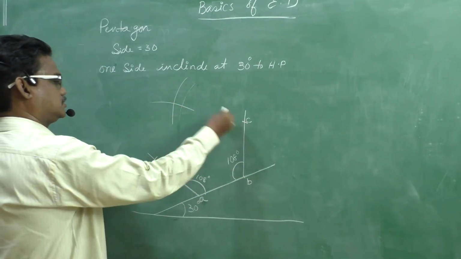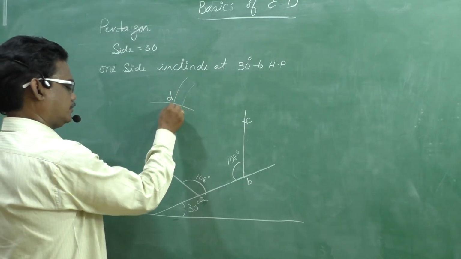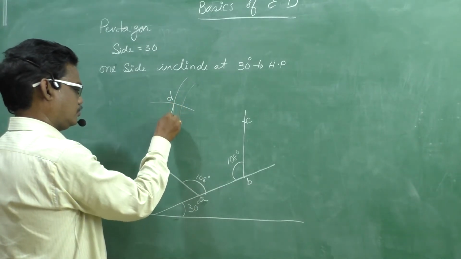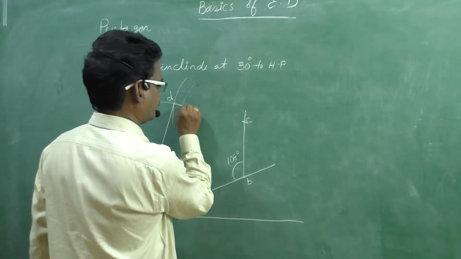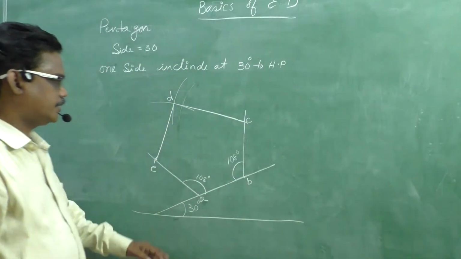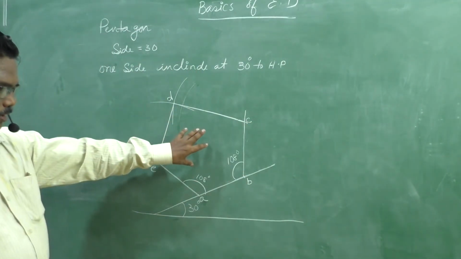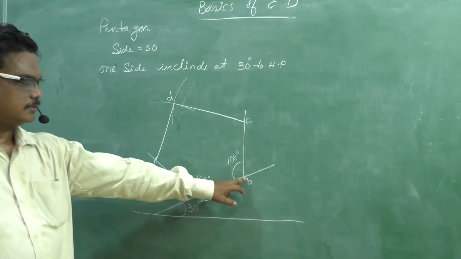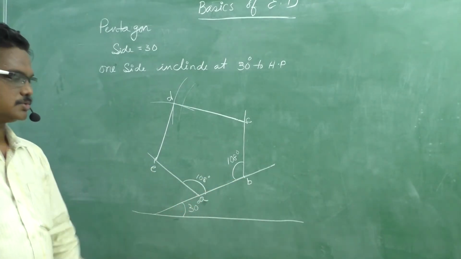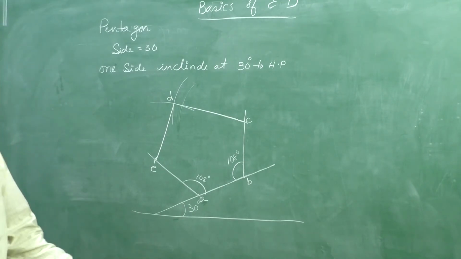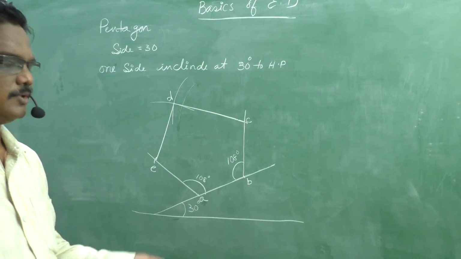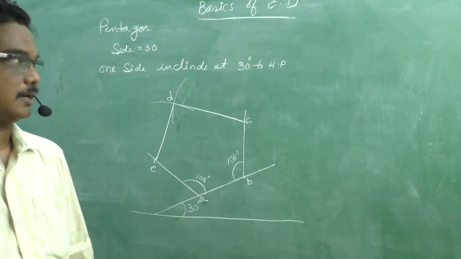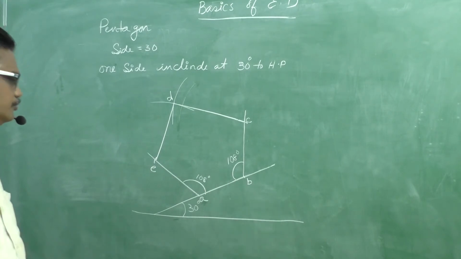Let it be A, B, C. This is D. Now, here to here, this is E. Now we can say this is a polygon. The side of the polygon is inclined at 30 degrees to the horizontal plane. Likewise, you can go for hexagon, heptagon, and square, whatever the diagram given in the problem. Now, we will go for the other fundamentals.